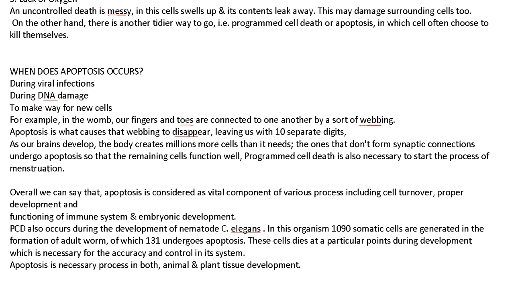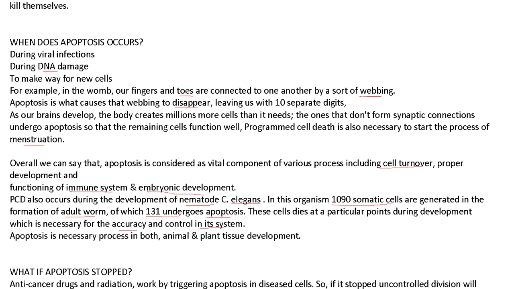Also, programmed cell death is needed during menstruation, and this is very important for cell turnover, proper development and functioning of the immune system, and embryonic development as well. This programmed cell death also occurs in nematodes, C. elegans, where around 1090 somatic cells are generated in the formation of the adult worm, of which 131 undergo apoptosis. These cells die at a particular point during development. This is necessary for accuracy and control in its system. So apoptosis is very necessary in both plant and animal tissue development.